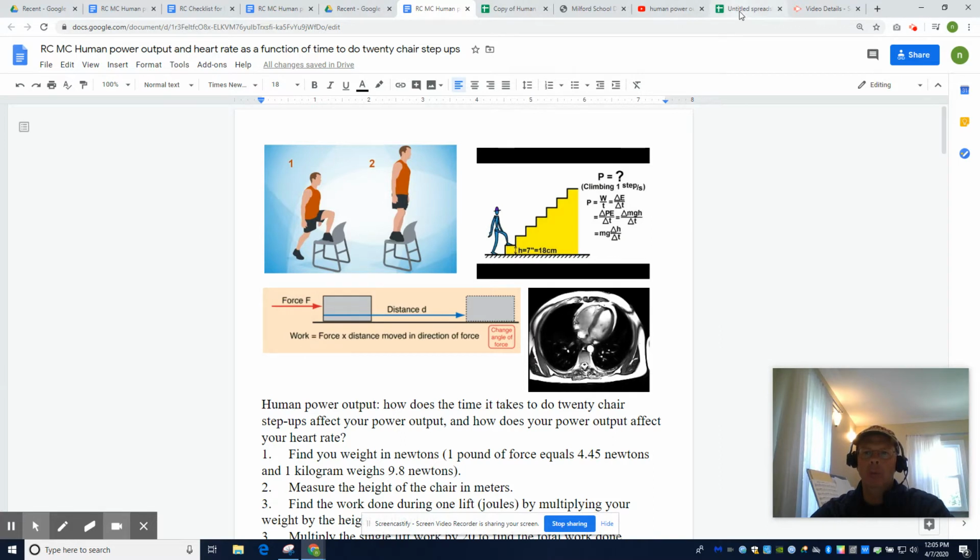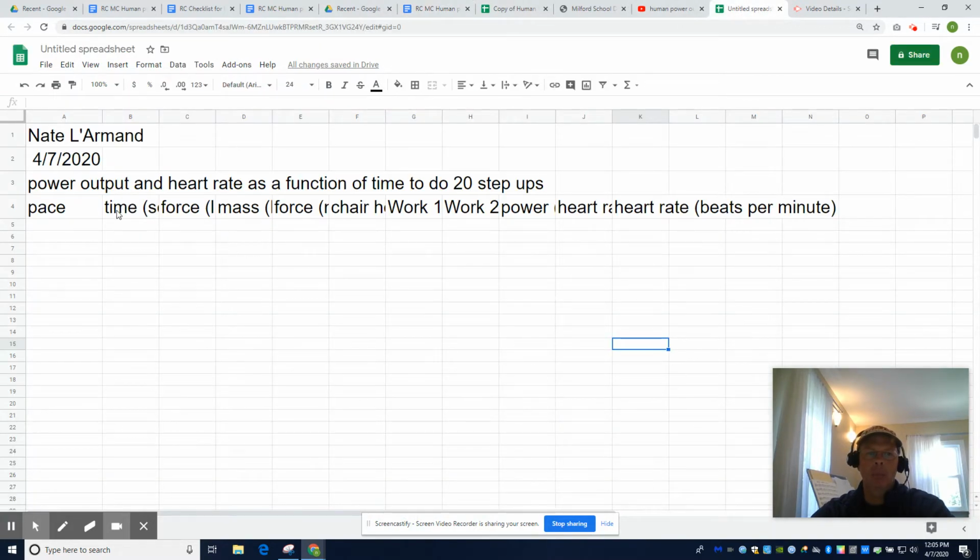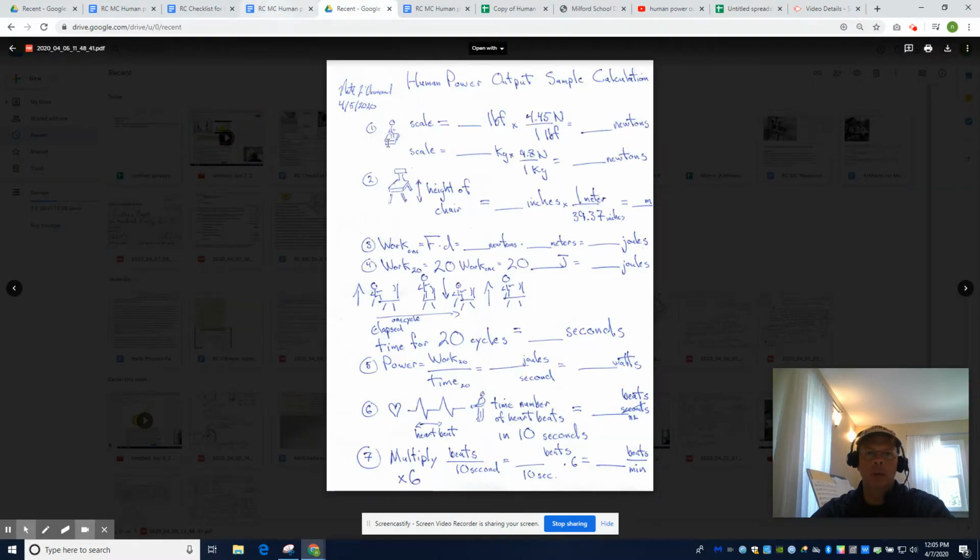So I was building the data table. I had built a few of the columns based on sample calculation, and I think I now have all of the columns for each measurement and each calculation. So the weight of the person in pounds, mass in kilos, their force in newtons, the height of the chair in meters, the work for one lift, the work for two lifts, the time to do 20 lifts. Power is the ratio of work divided by time, or the joules per second, or the watts. And finally, heart rate. Heart rate in beats per 10 seconds, and then heart rate in beats per minute.